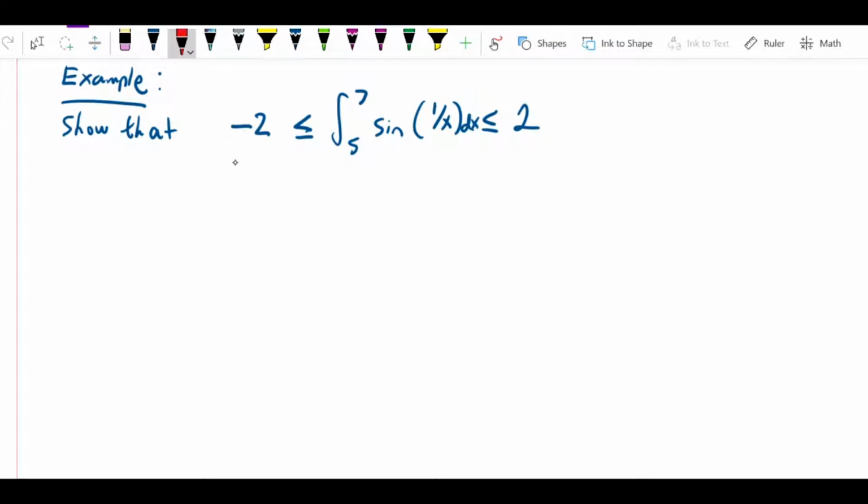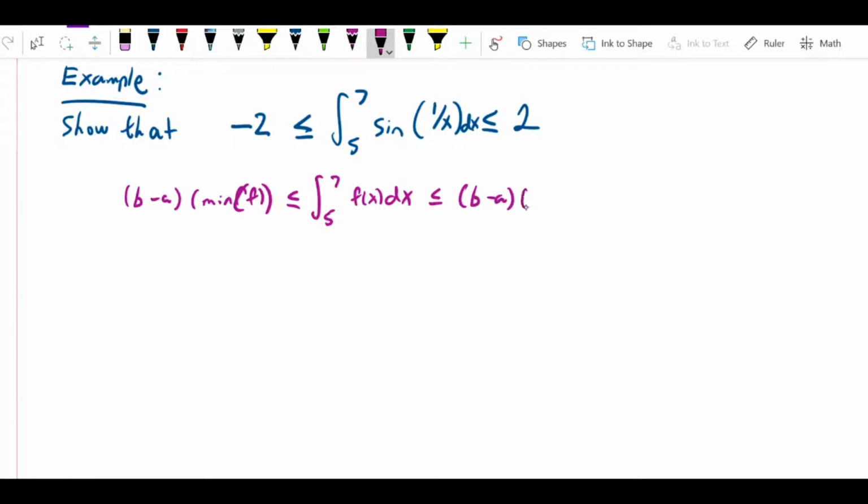Recall that the min-max property says that b minus a times the min of f, in other words, the minimum value that f achieves, is less than or equal to the integral from 5 to 7 of f of x dx, which is less than or equal to b minus a times the max of f. So, acknowledging that this is f, we need to know what its minimum and maximum value are.